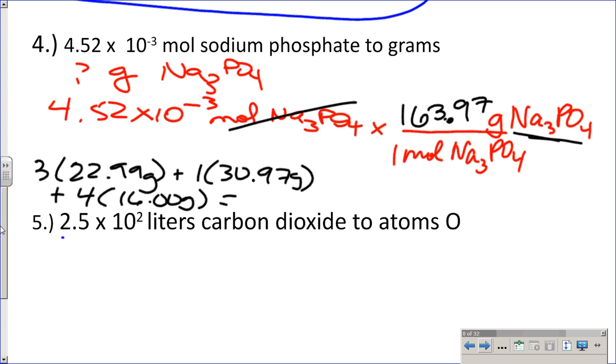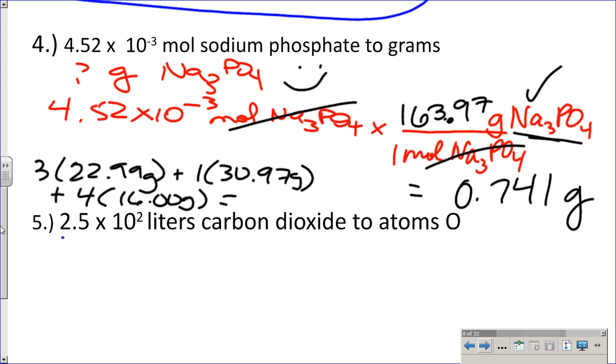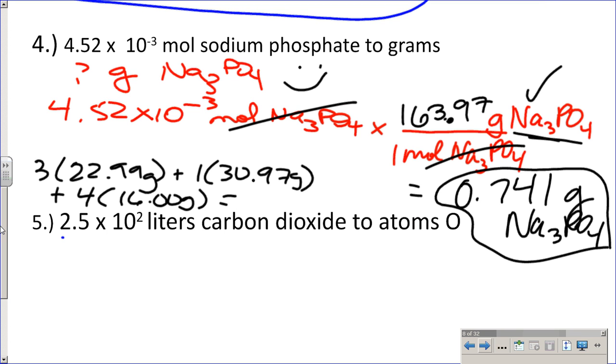Sodium phosphate moles are gone. Grams are left. Is that what I wanted? Totally. And, drum roll, 0.471 grams of sodium phosphate. Sig figs, yeah? We good? Yeah, good, Miss Emily. Thanks, guys. Okay, 3 sig figs there.